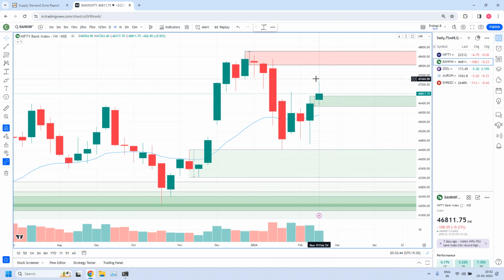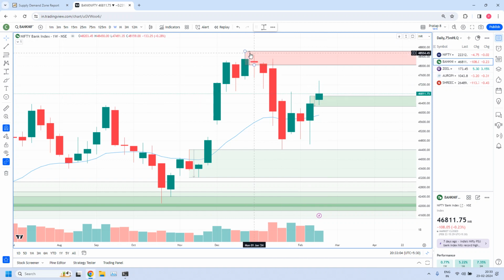We got this opportunity after the price over extension was completed and prices entered the zone below, and here we have a weekly zone. In this weekly zone it took the support, and then started moving up. This is the way the price over extension concepts will be helpful to us.